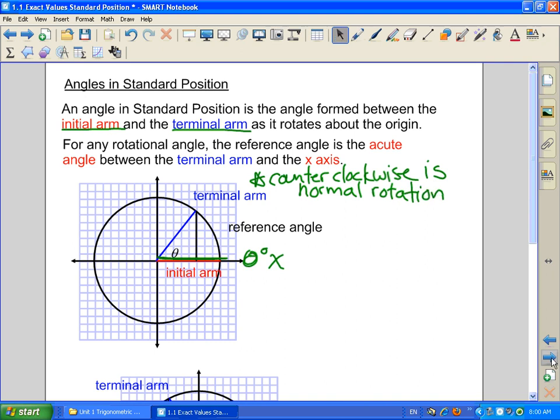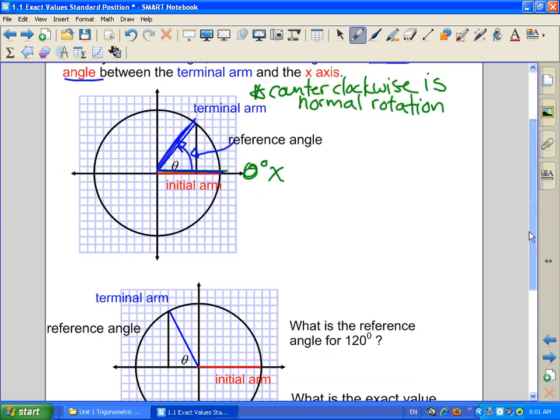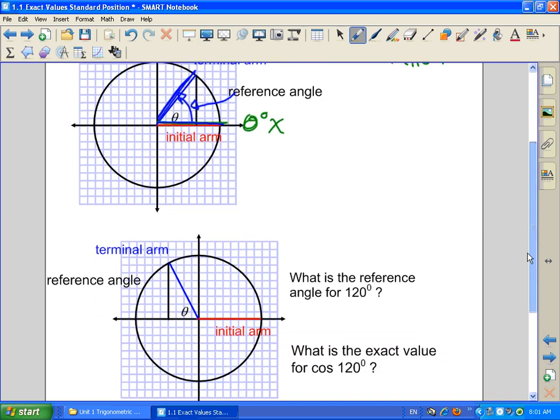For any rotational angle, the reference angle is the acute angle between the terminal arm and the x-axis. So when we're only dealing in quadrant 1, our reference angle will equal our initial angle. The reference angle, guys, is the angle created from the x-axis to the terminal arm. Now where it gets a little more confusing is in the second example.